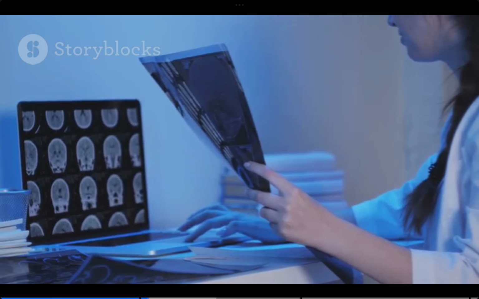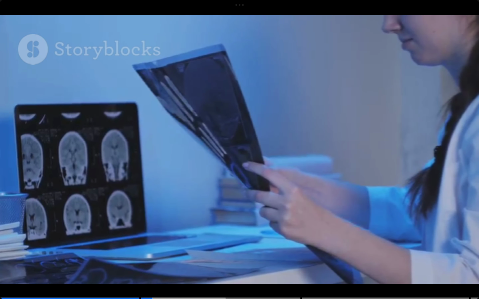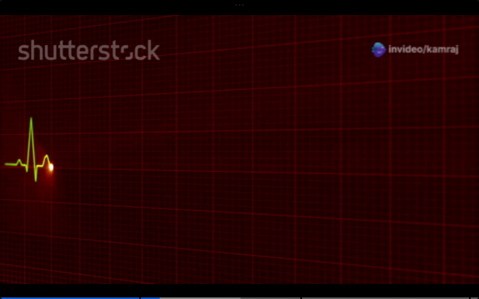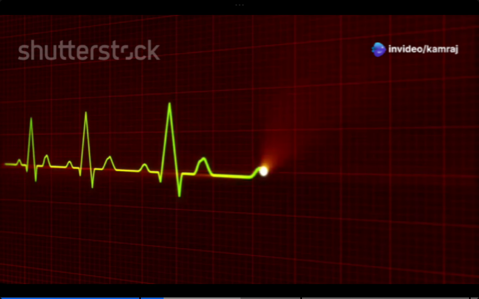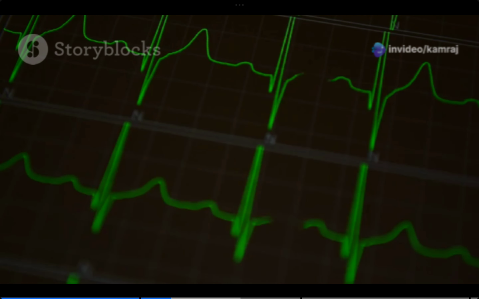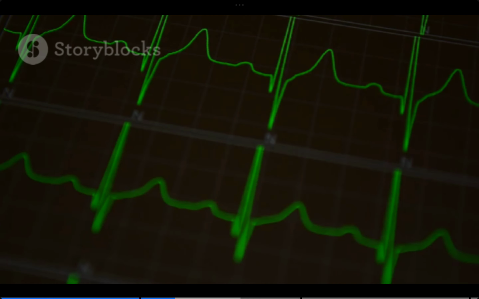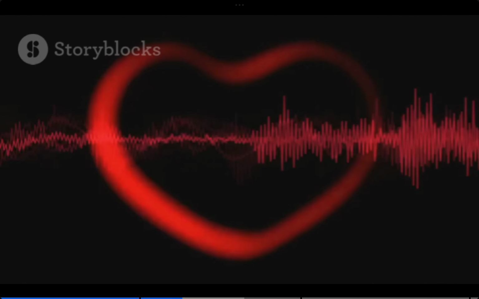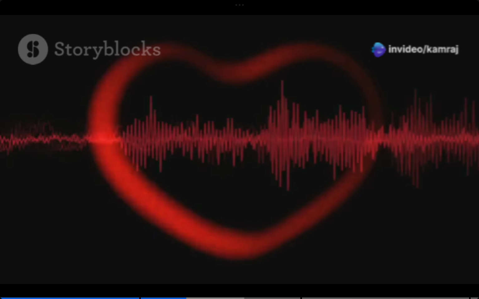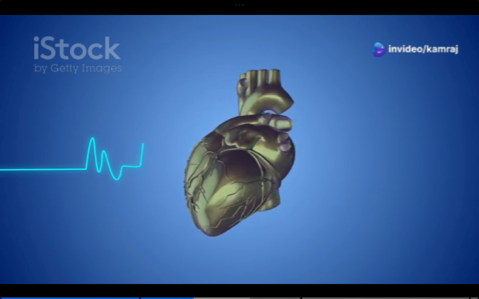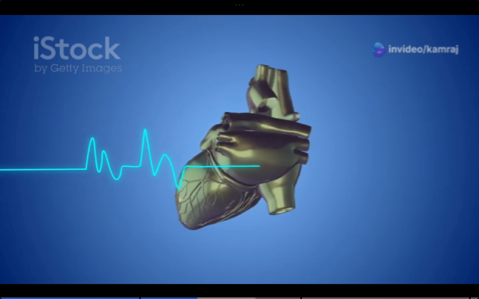The ECG tracing consists of a series of waves and complexes that represent different phases of the cardiac cycle. The most prominent features are the P wave, the QRS complex, and the T wave. These waves correspond to the electrical activity associated with the contraction and relaxation of the heart chambers. The P wave represents the depolarization of the atria, the heart's upper chambers. This is the electrical activation that causes the atria to contract, pushing blood into the ventricles.